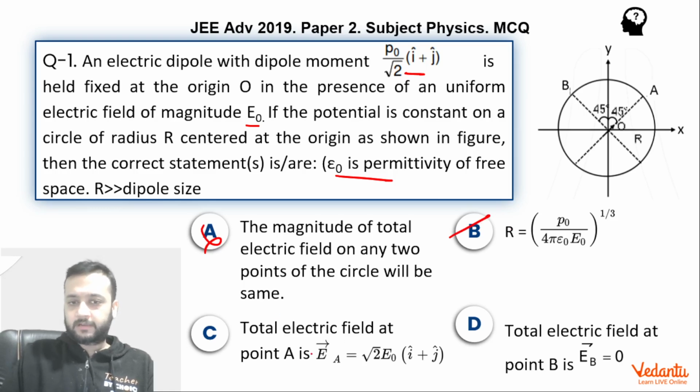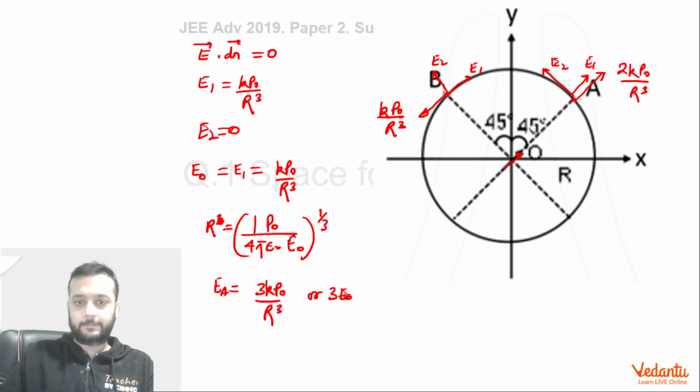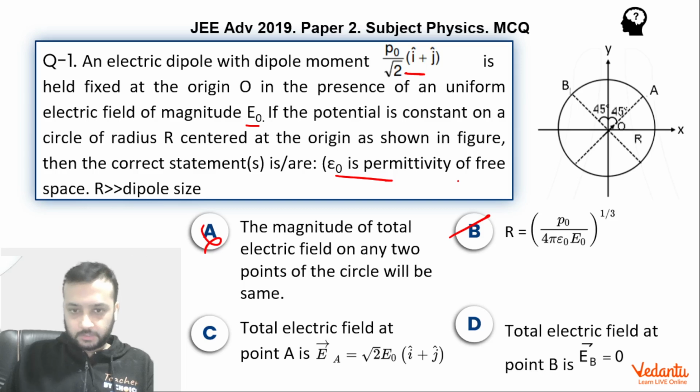If you talk about total electric field at point A, so at point A, if you see, electric field E2 is 0, E1 is this E naught itself, whose value we already know is Kp naught by R cube. So E1 plus this. So actually electric field at point A is 3 Kp naught upon R cube, or we can say 3 E naught, 3 E naught, right? So which does not match, okay?